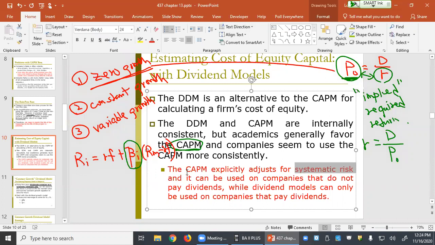And one other reason that it is so popular is that it can be used on companies that do not pay dividends, okay? So on the other hand, if you're trying to use one of the 3 dividend models, guess what? You can only use dividend models when the company actually pays regular dividends, okay? Well, a lot of high growth companies, because they need to reinvest all of their earnings in new projects, generally don't even pay any dividends. In that case, dividend models are not applicable at all, okay? So while dividend models can only be used on companies that pay dividends regularly, CAPM doesn't have that restriction, okay?